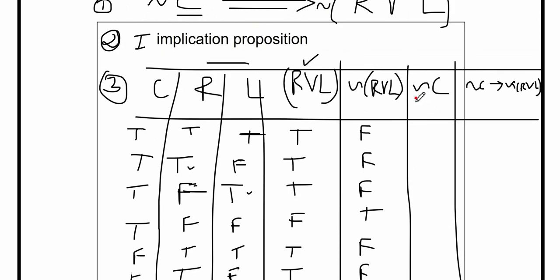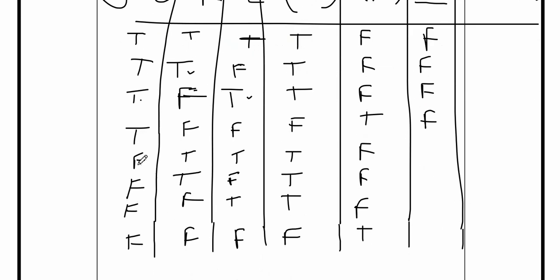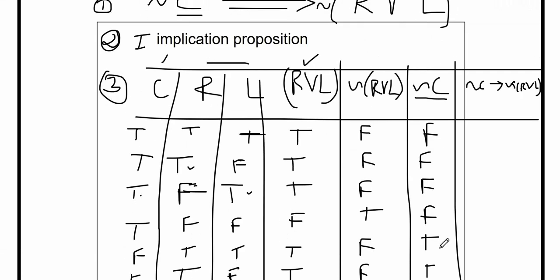Now we also have to negate C, that is, this first column. If this is true, then this will become false. This is true, this will become false. This is true, this will become false. This is true, this will become false. And we know the other four are false, so they will become true, true, true, true. All are true here. Okay. Now we use the fifth and sixth columns to finally complete the seventh column.